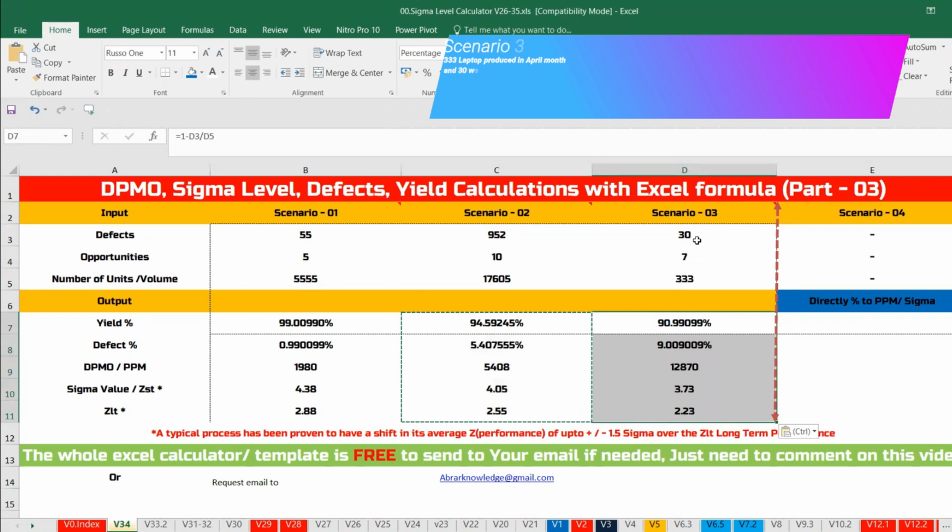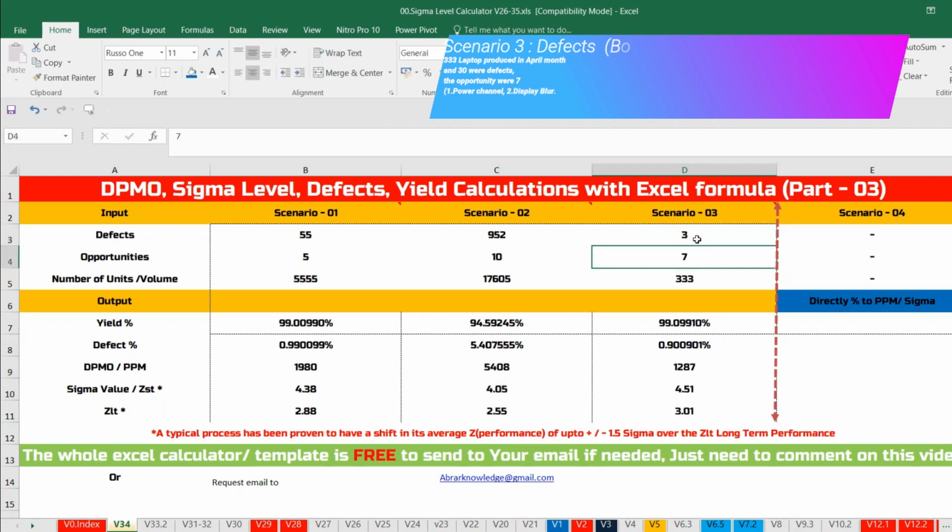And also whenever you wanted to change, for example, let's say defect came down from 30 to just 3, right? Sigma value will come up and DPMO value will go down. Just one, right? Automatically it got calculated. Let's say defect is only 3.4, right? And again, it got calculated.